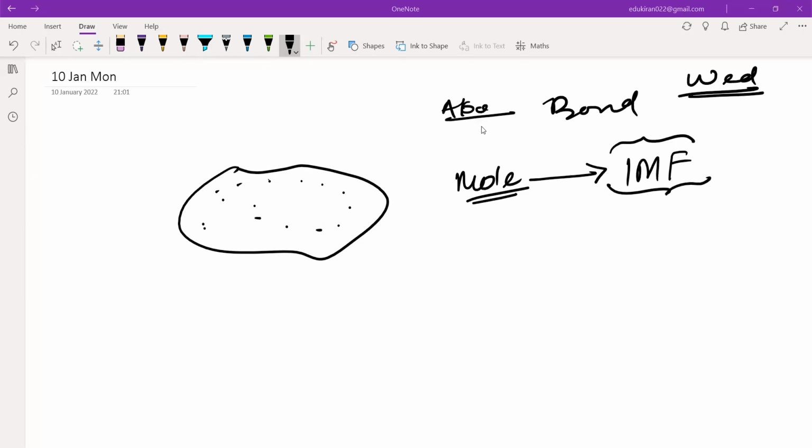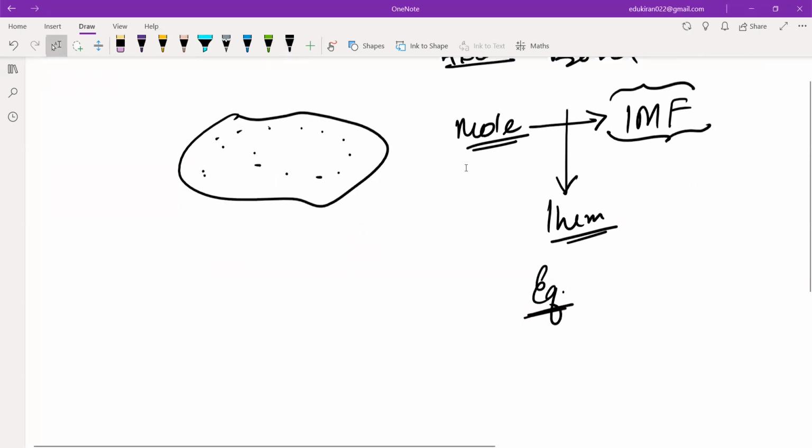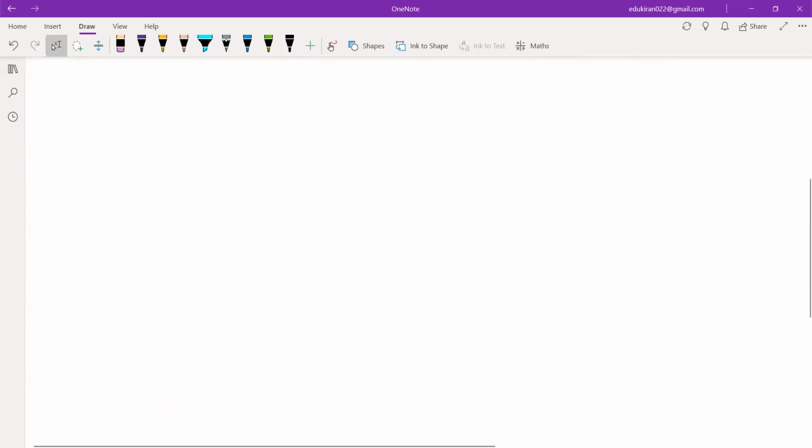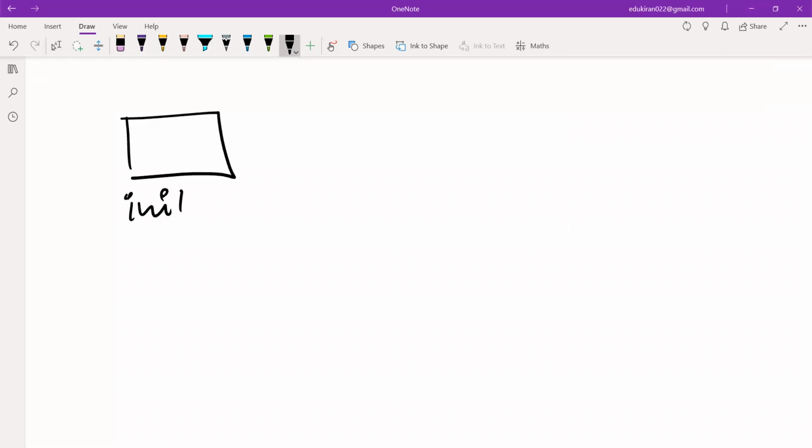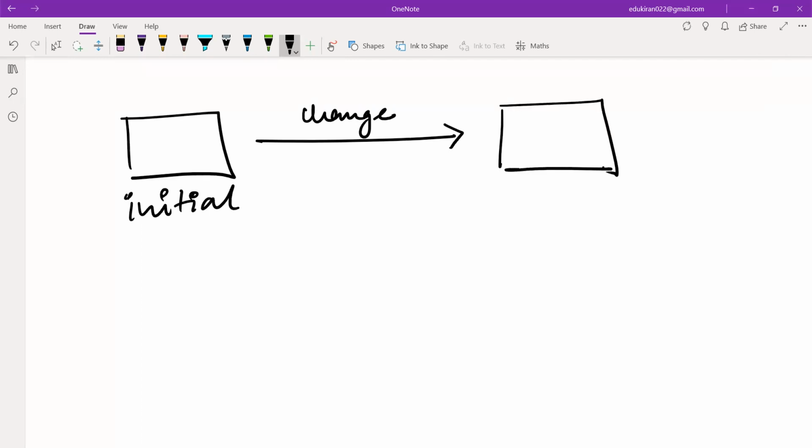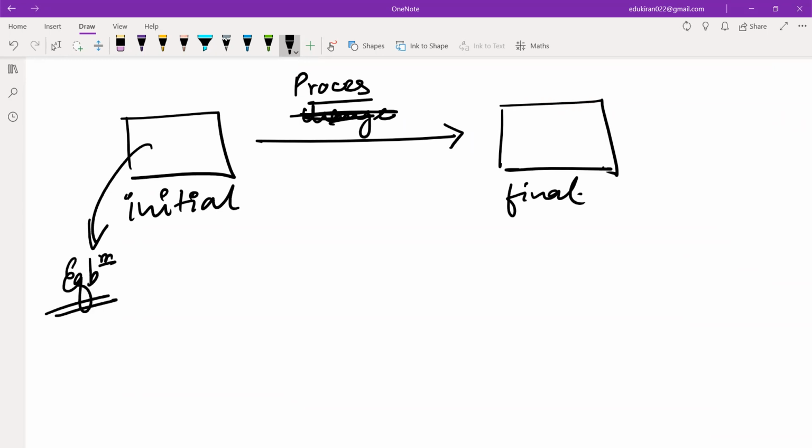So intermolecular forces of attraction, and after that we went to thermodynamics, and now we are going to equilibrium. We saw somewhat of equilibrium in the thermodynamics chapter: there is some initial state, then we do some process, and then there is a final state. So equilibrium is maintained here also.